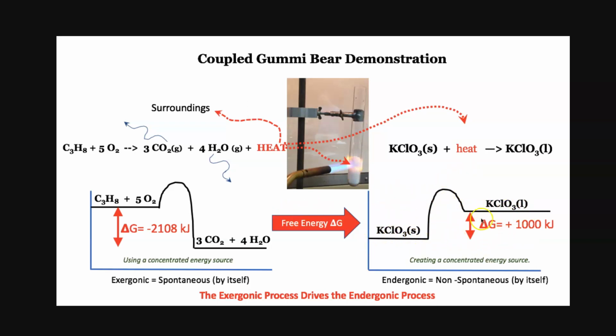So this was non-spontaneous because energy had to go into the process. That's why this is going up and delta G is positive, okay? We were creating a concentrated energy source. Here, I was using a concentrated energy source to release the energy. This was exergonic. Delta G is going down. Notice the pathways here, okay? Now, we weren't using any enzymes, but this was giving off energy that we were using.